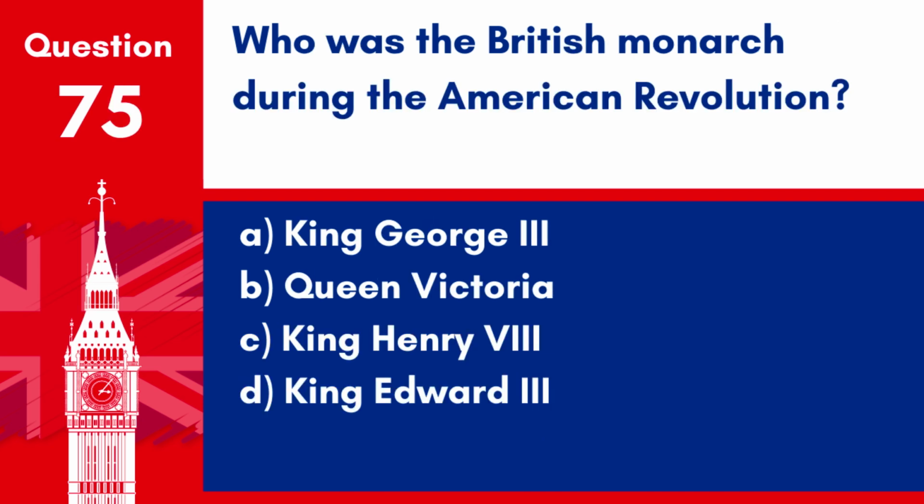Question 75. Who was the British monarch during the American Revolution? A. King George III. B. Queen Victoria. C. King Henry VIII. D. King Edward III. Answer A. King George III. King George III was the British monarch during the American Revolution, which occurred from 1775 to 1783.